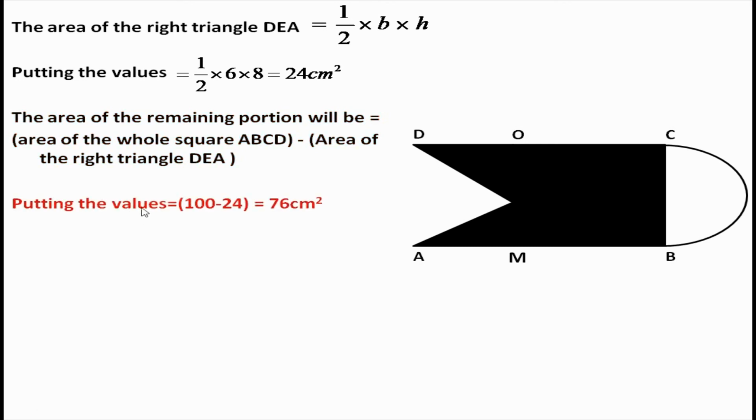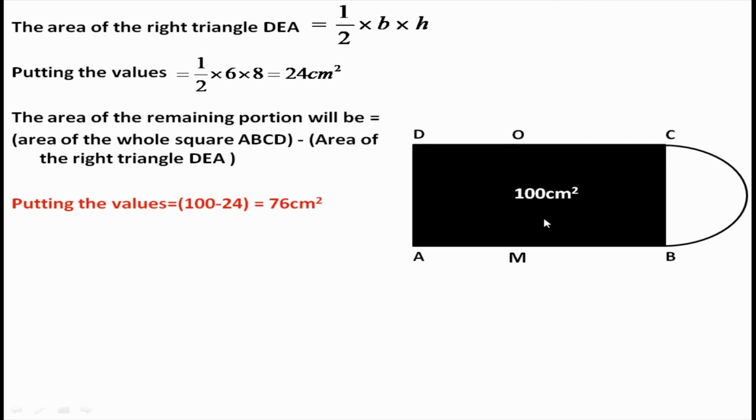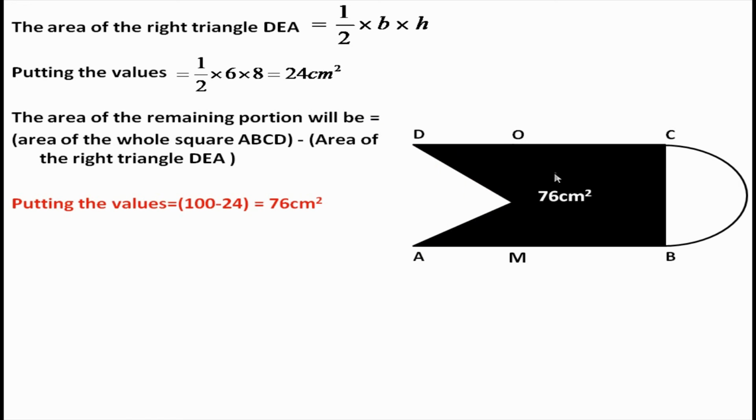Hence, after putting the values, 100 centimeter square is the value for the area of the square ABCD which we carried out. If you remember, 24 centimeter square, which we just carried out, is the area of this right triangle. After subtraction, 76 centimeter square is the area of the required portion. This is the area we want.